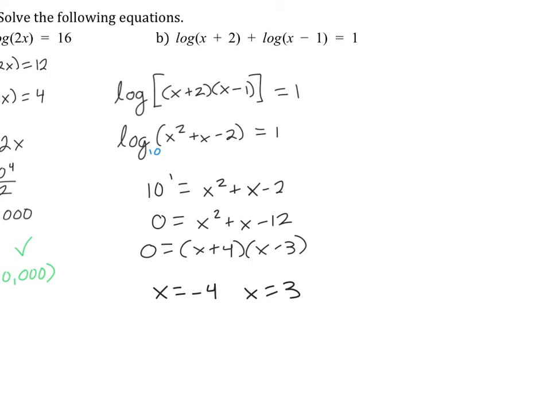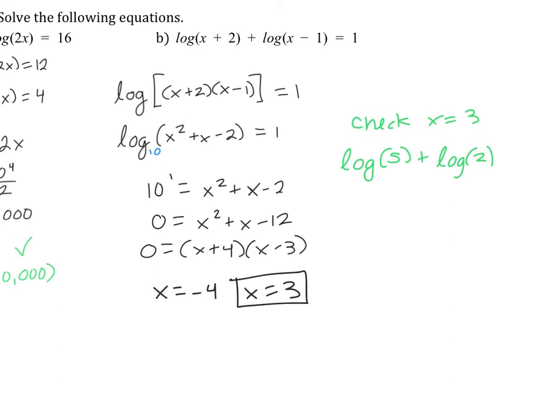So let's check both of those. So let's check x equals 3. So that would give us the log of 5 plus the log of 2. This is totally valid because both of our logarithms have a positive value here. So this value works.